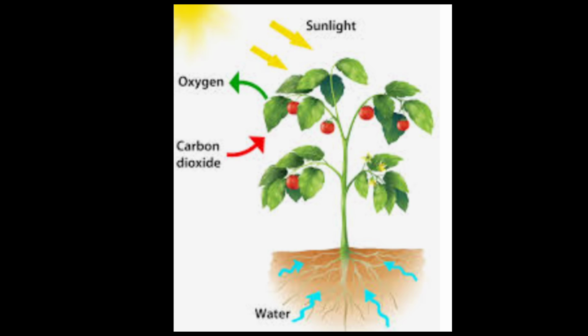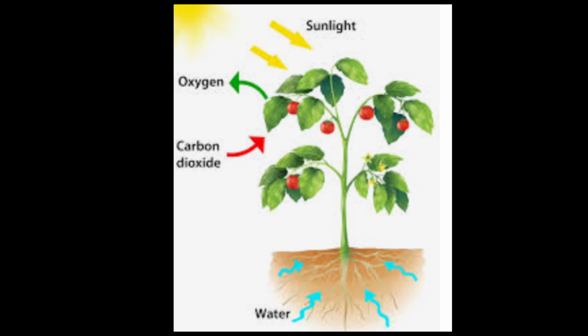So air. The air is needed to breathe. The embryo needs oxygen to breathe. Like how we need oxygen, in that way the embryo needs oxygen. So air is very important. And sunlight. As all plants need sunlight, seeds will not germinate, will not grow if they don't get sunlight.